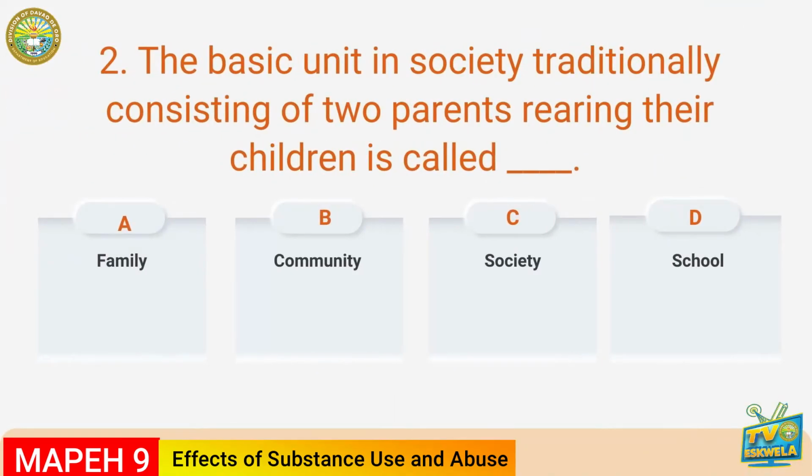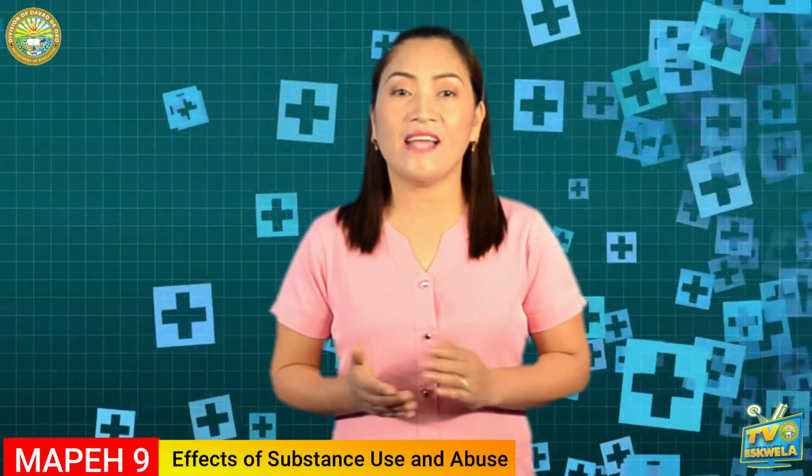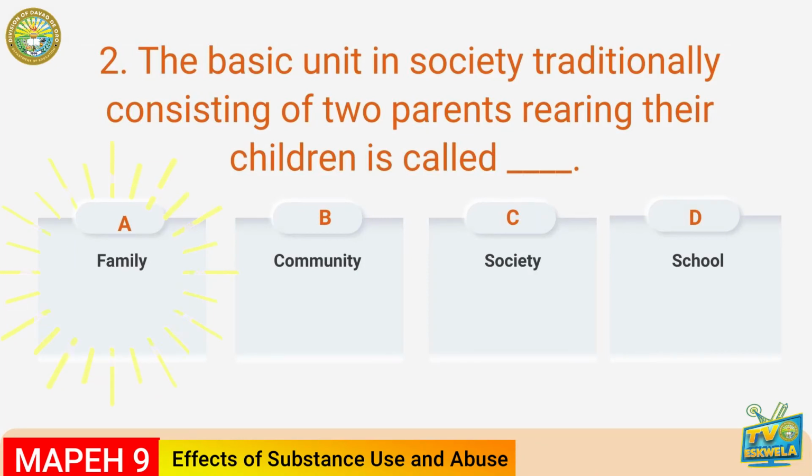Number 2. The basic unit in society, traditionally consisting of two parents rearing their children, is called, I repeat, the basic unit in society, traditionally consisting of two parents rearing their children, is called A. Family. B. Community. C. Society. D. School. The correct answer is letter A. Family.